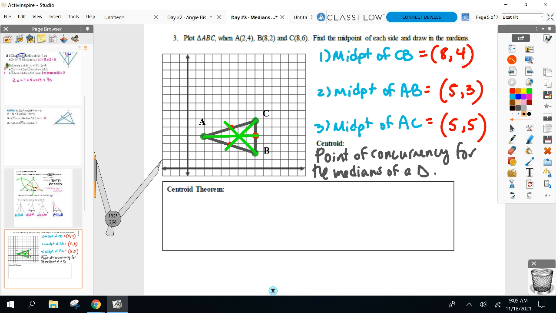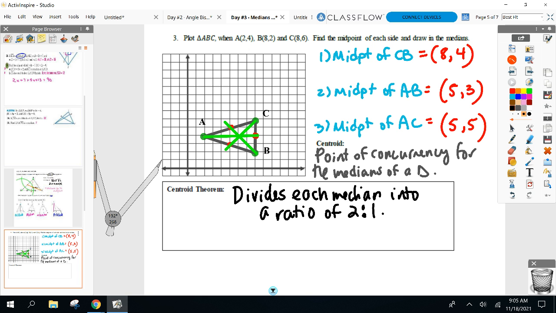Centroid theorem: the centroid divides each median into a ratio of 2 to 1. Let me help you better understand that. That means on one single median, one segment is twice the length of the other.